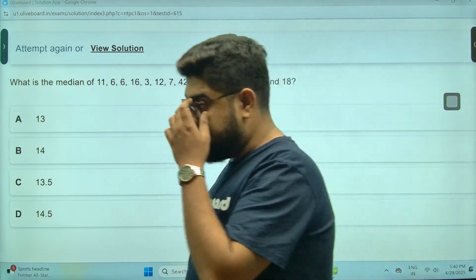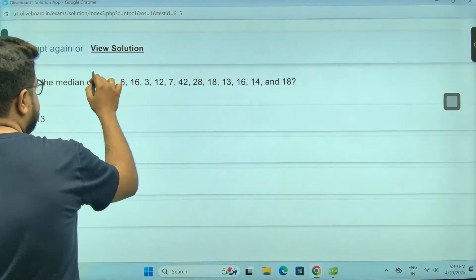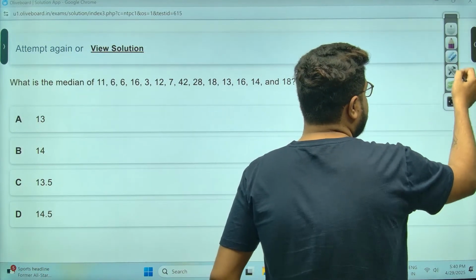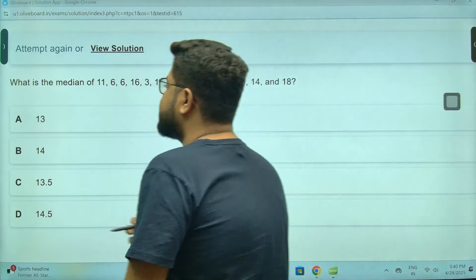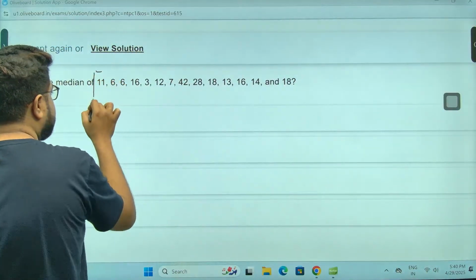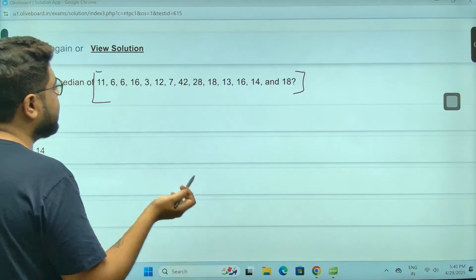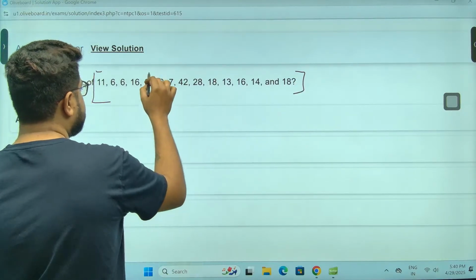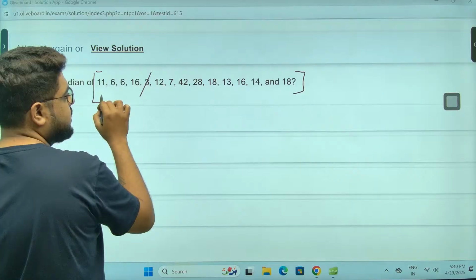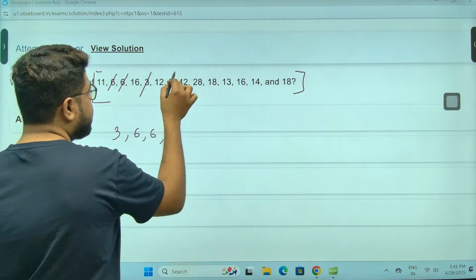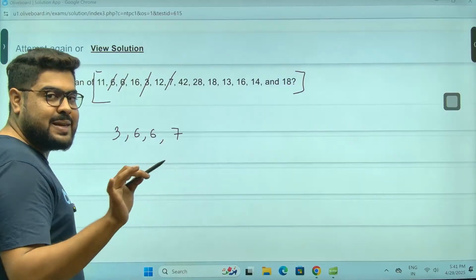Median, sir. For median, what is the first step I have told you guys? The first step is always to arrange either in ascending order or in descending order, whichever you prefer. I am doing it in ascending order. Smallest value 3, then 6 and 6, then 7.